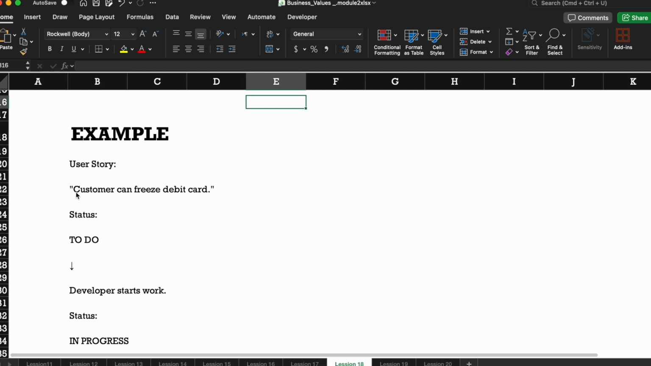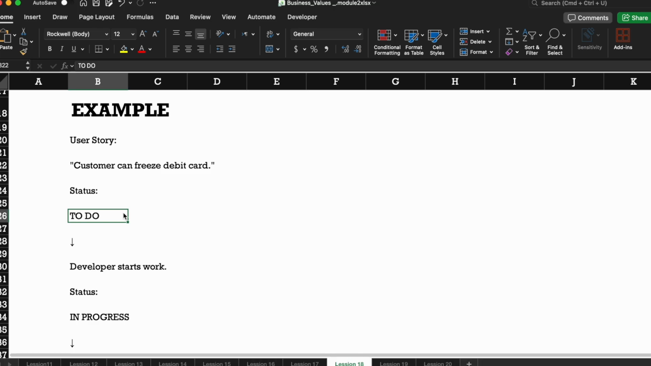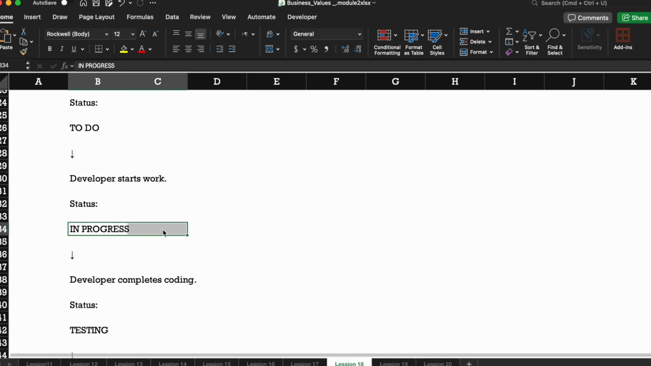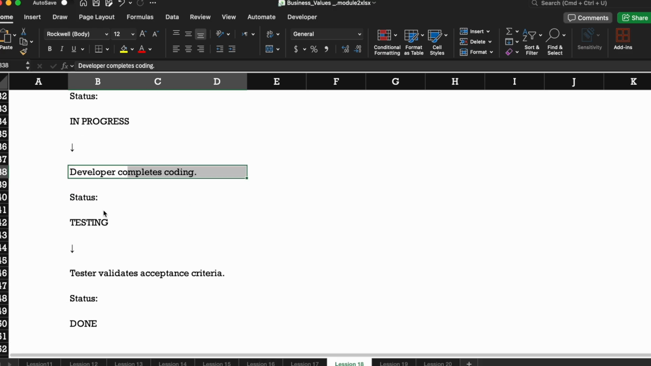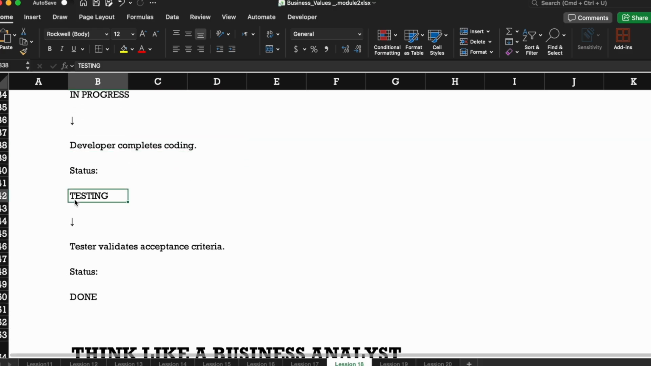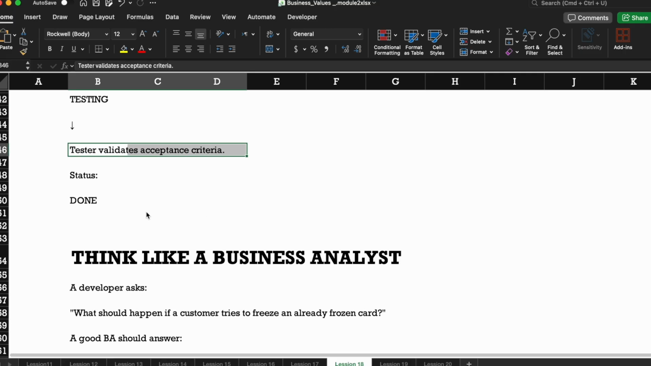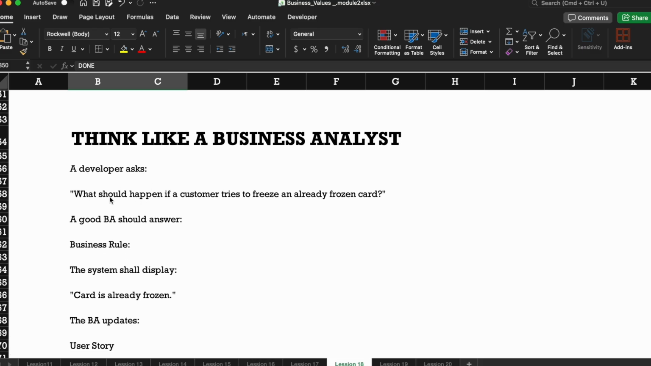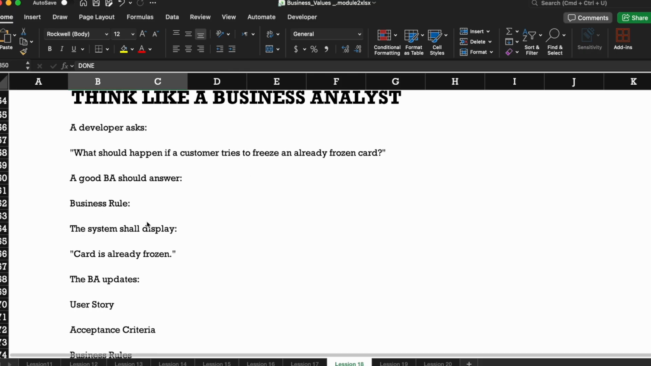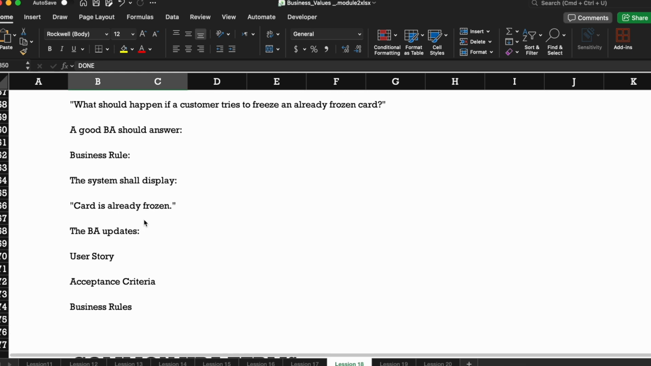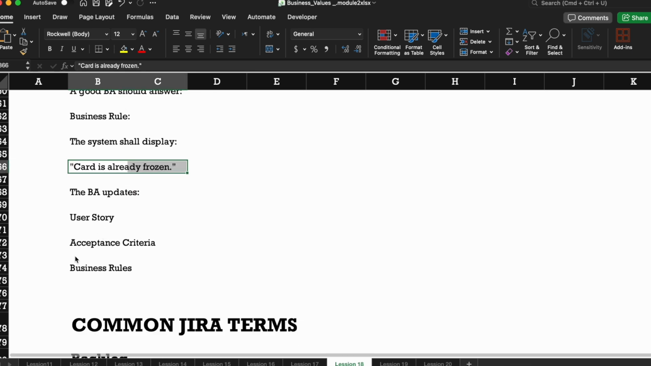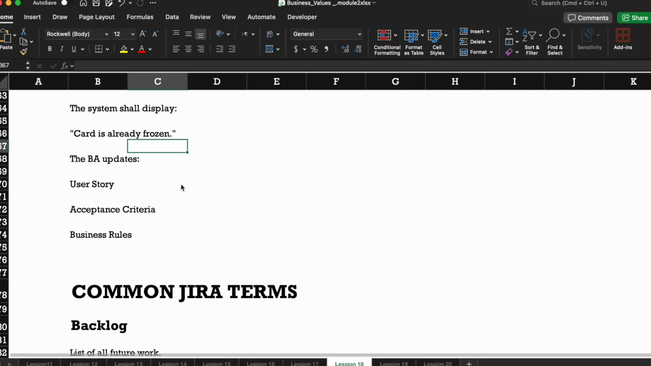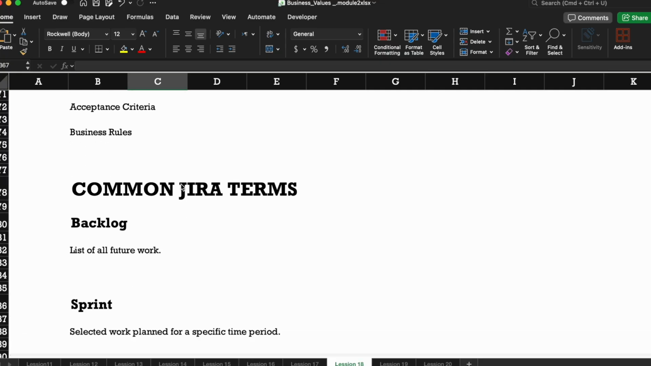Okay, example, a customer can freeze a debit card. It goes to do, the developer starts work, in progress, the developer completes coding, and it goes to review, and it's pushed to testing. So the tester validates acceptance criteria, and status is done. So think like a business analyst. A developer asks what should happen if a customer tries to freeze an already frozen card. A good answer, the business rule: the system shall display card is already frozen. The BA updates the user story acceptance criteria and business rule, right? So these are good questions you need to discover before you review the user story with the people.